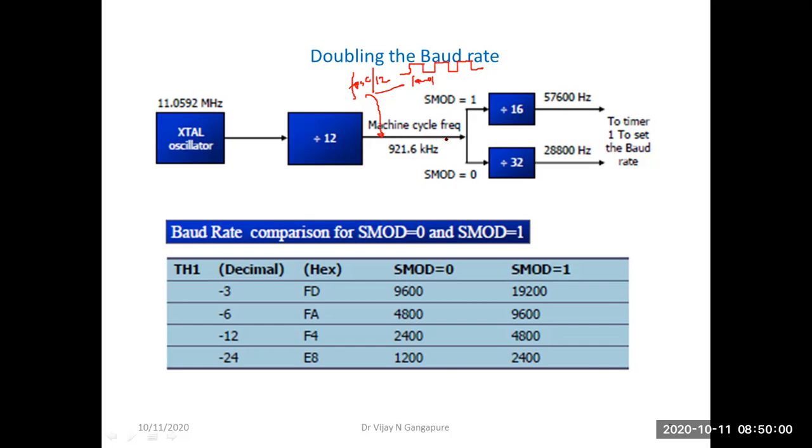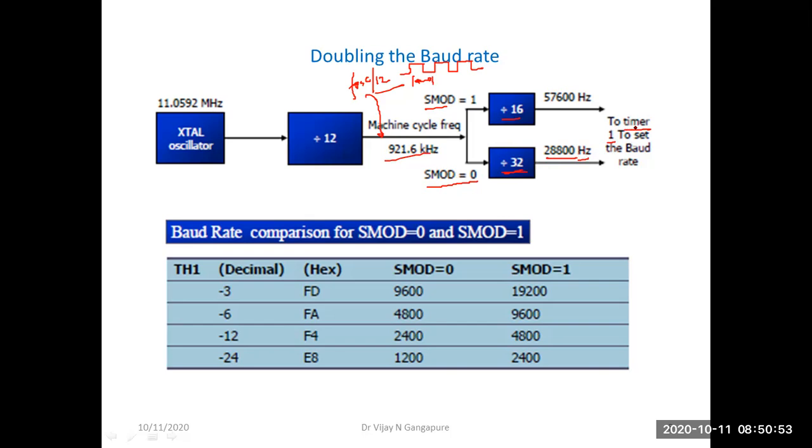Now this frequency further can be divided by 16 or 32, depending on what the SMOD bit is. If the SMOD bit is 0, which is the default, then if we assume crystal frequency 11.0592 megahertz, it will be divided by 12 and that frequency will be 921.6 kilohertz. So if the SMOD bit is 0, that will be divided by 32, and the shift clock frequency supplied to timer 1 is 28800 hertz. That is the same as in mode 0, the basic shift clock frequency is 28800 hertz.